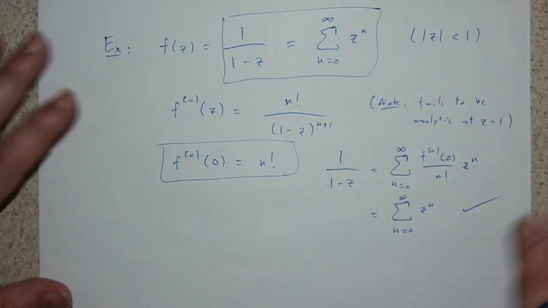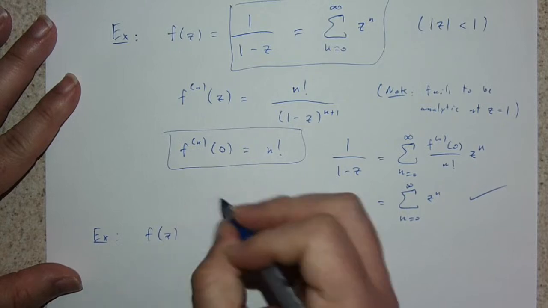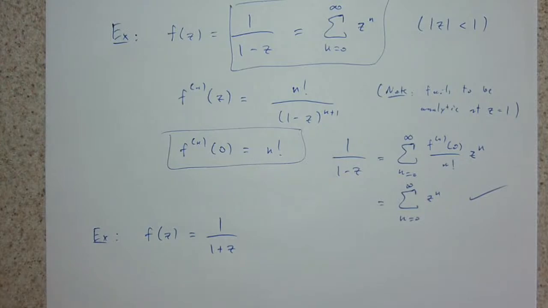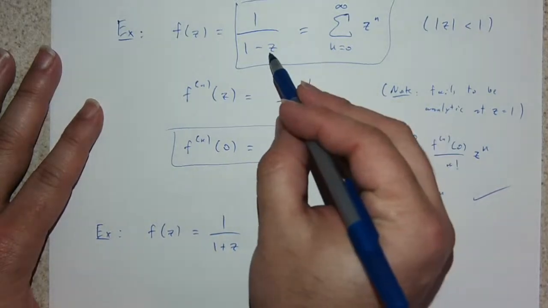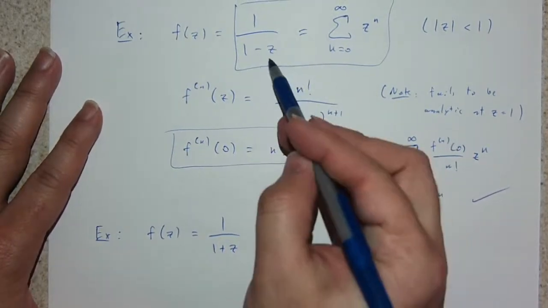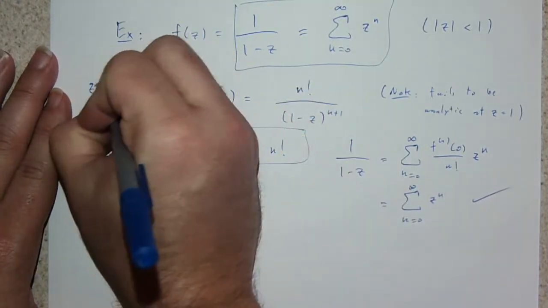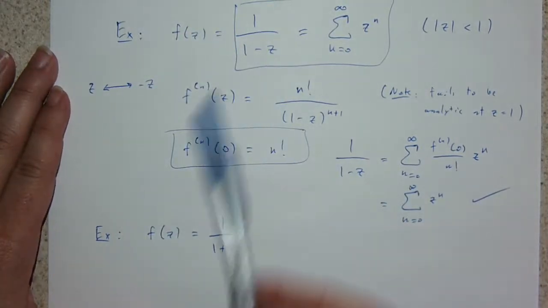Now, what if I have a function that is 1 over 1 plus z? How would I find the Maclaurin series for that? Well, notice that here I want to take this and I want to swap in minus z. So if I take this and swap in minus z for z, what happens?